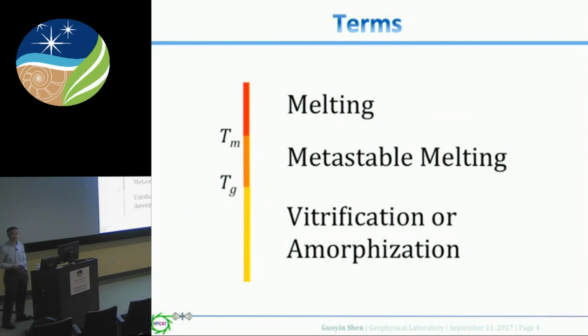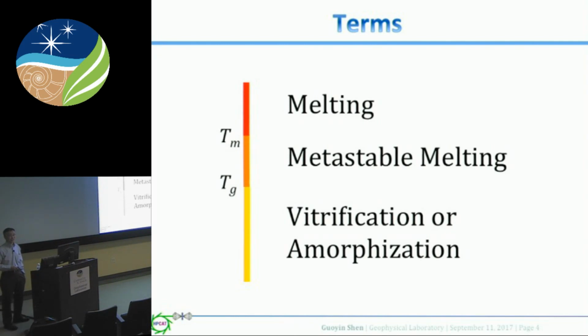So first, terms. Tm is the melting of a stable solid. So when a stable solid is heated, of course it melts. And when a glass material, for example, is heated, there's a so-called glass transition, which is also experimentally determined. We call it Tg. And what I mean by metastable melting is actually between this Tm and Tg if we plot that along temperature.